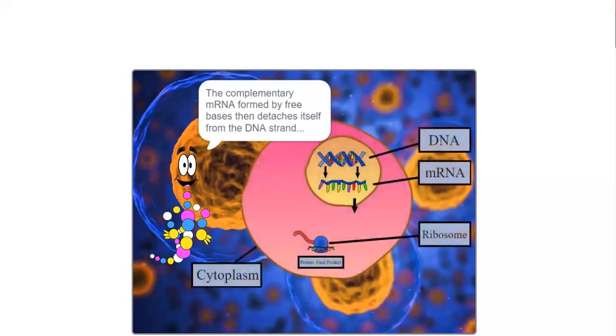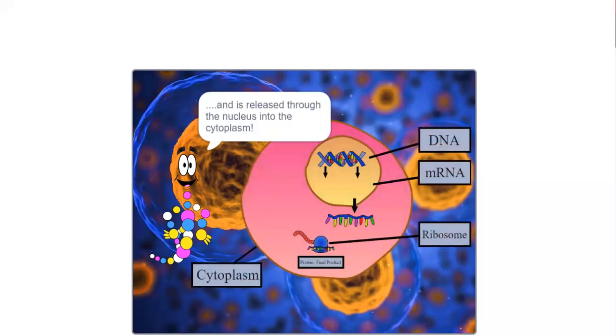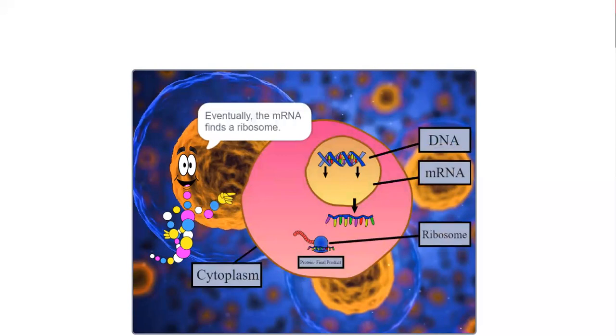The complementary mRNA formed by the free bases then detaches itself from the DNA strand and is released through the nucleus into the cytoplasm. Eventually, the mRNA finds a ribosome.